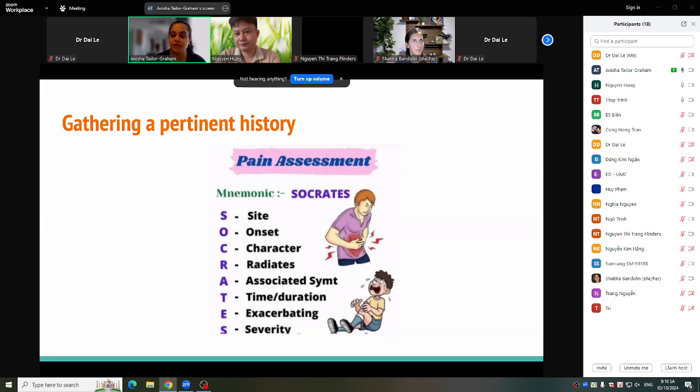So what does it feel like? If it's radiating, any associated symptoms that they might have, the time and duration of the pain, anything that makes it worse, as well as the severity. So essentially everything that we just went over, but this might help in the moment when it's getting busy in the emergency department to keep those questions in mind so we're not missing anything.